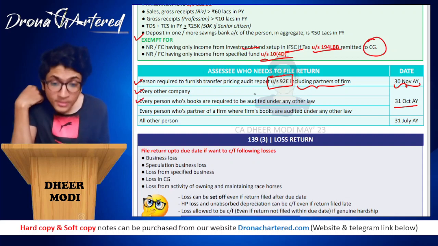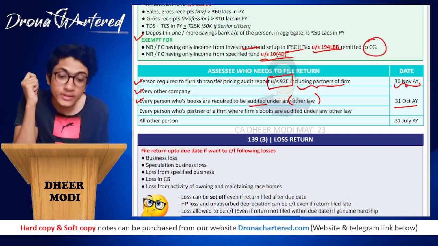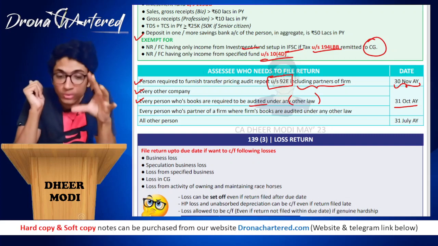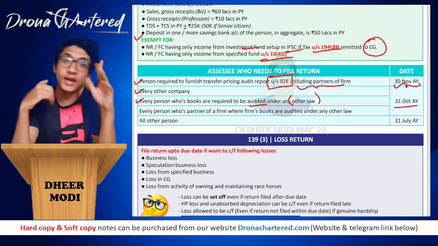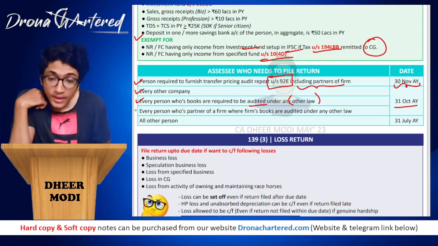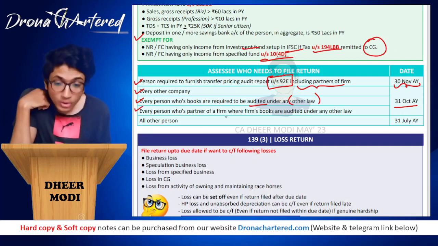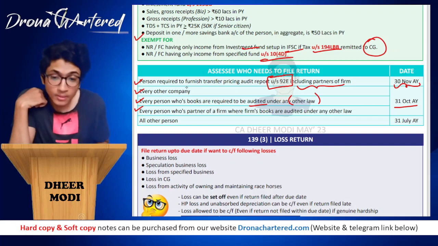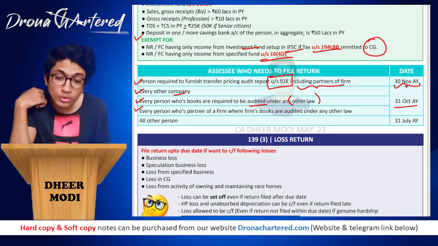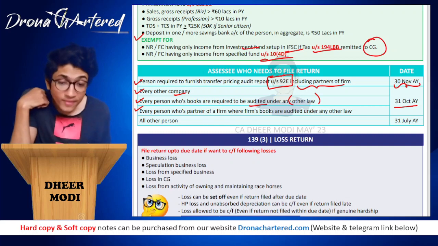Next, every person whose books are required to be audited under any law, you have to remember it is not just as per income tax, but it is as per any law. So if your books of accounts are required to be audited under any law, the date given to you will be 31st October. Every person who is a partner of a firm, every person, remember, over here it was company, over here it is person. So every person who is a partner of a firm, where the firm's books are audited under any law.